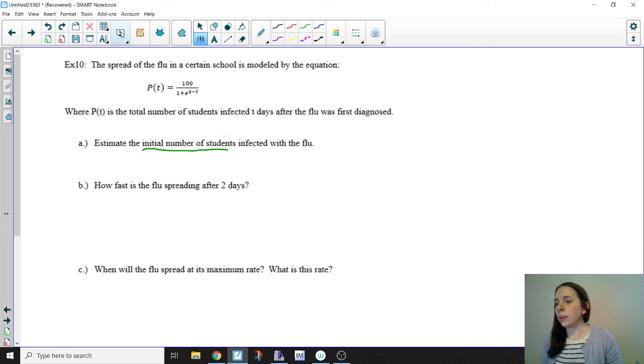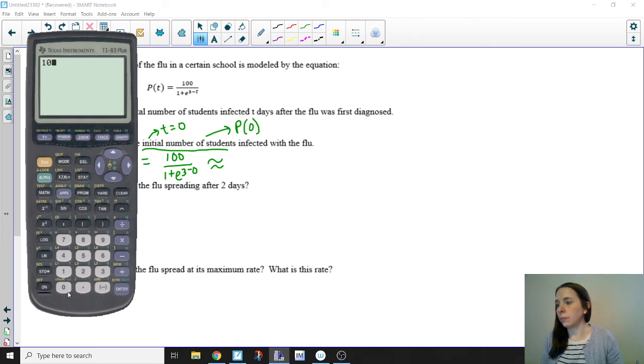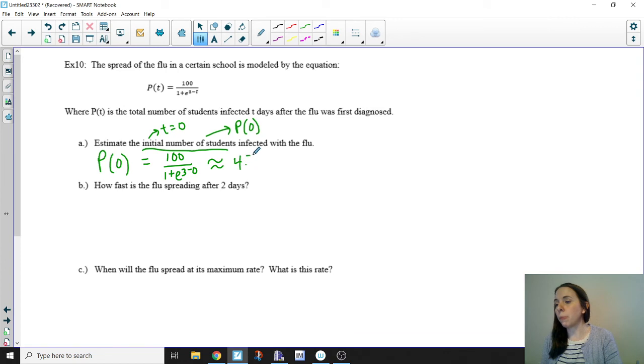Or, why don't I write it like this? Initial means t equals 0. So initial number of students means what we are finding is P of 0. Does that make sense? So let's find P of 0. That means subbing in 0 where you see the T. And we are just going to do an estimate of this in our calculator now. Make sure you use parentheses around your denominator. 1 plus e to the 3, right? 3 minus 0 is 3. So the initial number of students is 4.742, 4.743, or we could say approximately 5 students.